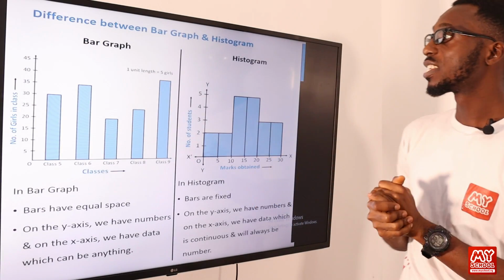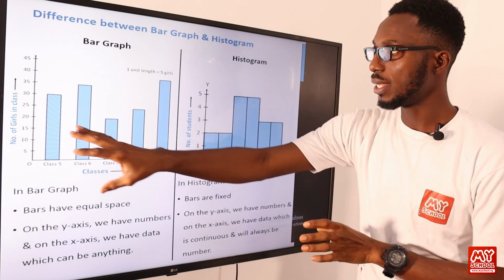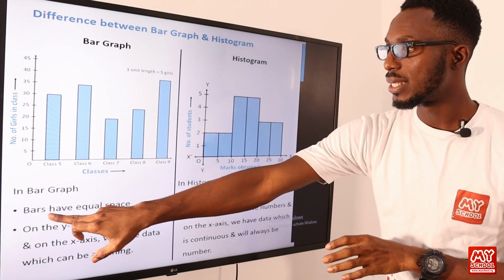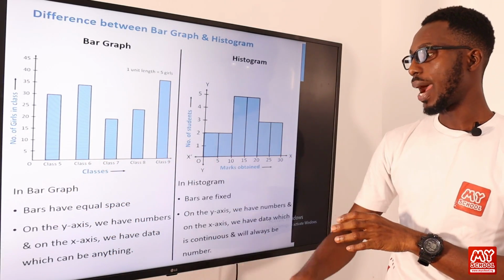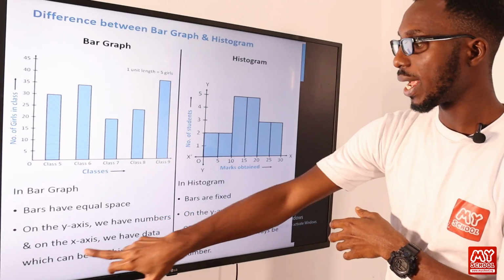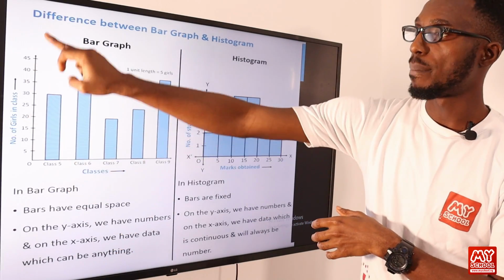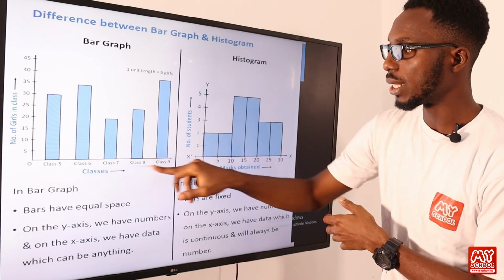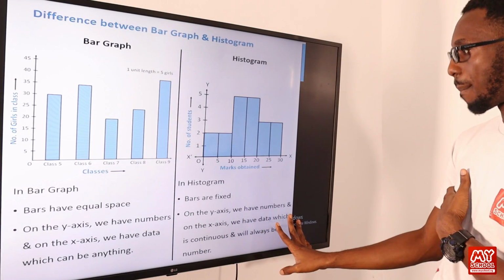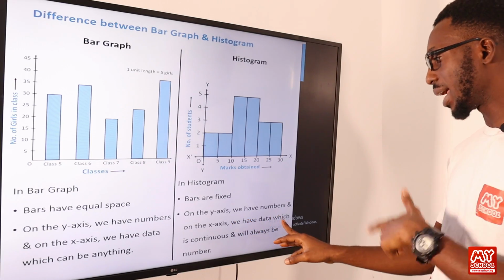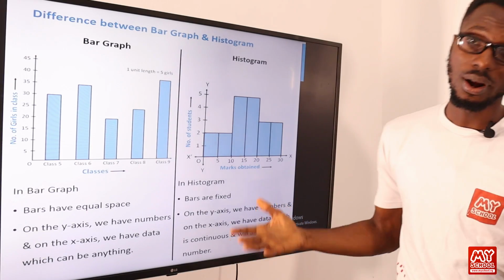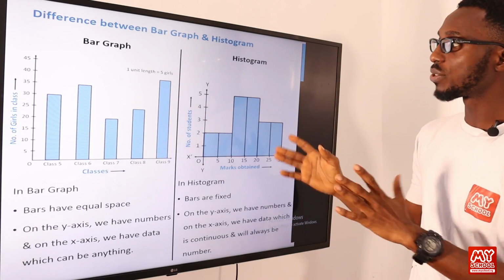So more on the differences between bar graph and histogram. You can see this, marks obtained, you have your class. So in bar graph, the bars have equal space, like I mentioned earlier. The bars are fixed, like they are joined together. On the y-axis, we have the numbers, which is usually your frequency. On the x-axis, we have the data, which can be anything that we're going to input here. So on the y-axis, we have the numbers, and on the x-axis, we have the data, which is continuous and will always be numbers. So we can see another sample, another view of their differences. Okay, move on to the next slide.